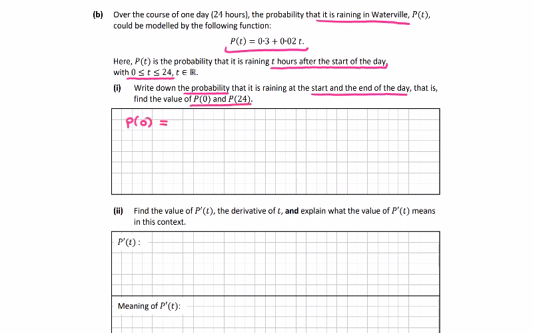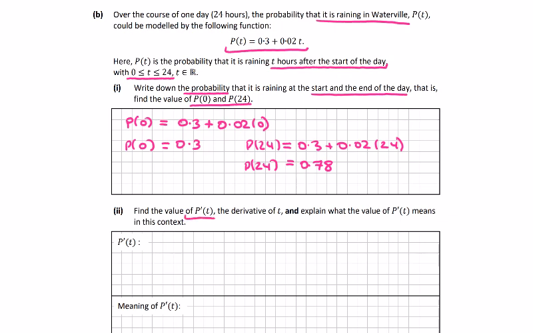So P0 is equal to 0.3 plus 0.02 times 0, which is just 0.3, the beginning of the day. And at the end of the day, the probability at 24 hours later is 0.3 plus 0.02 by 24, which is 0.48, so 0.78 at the end of the day, more likely to be raining.